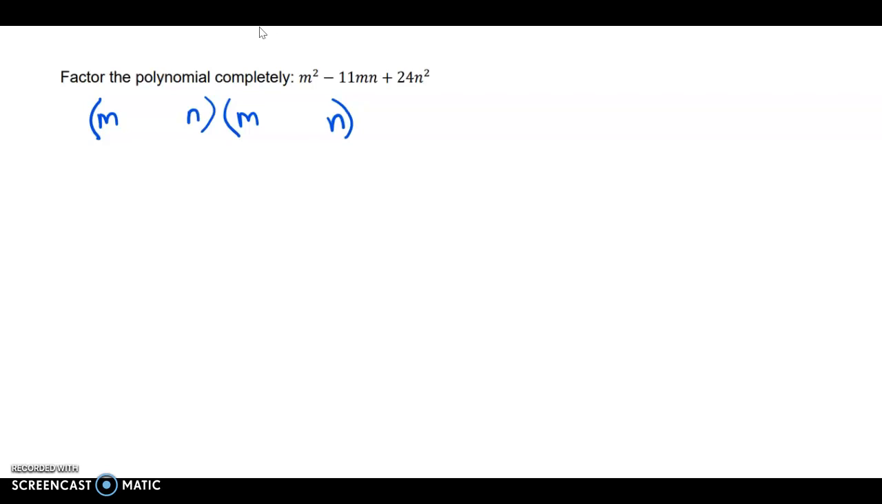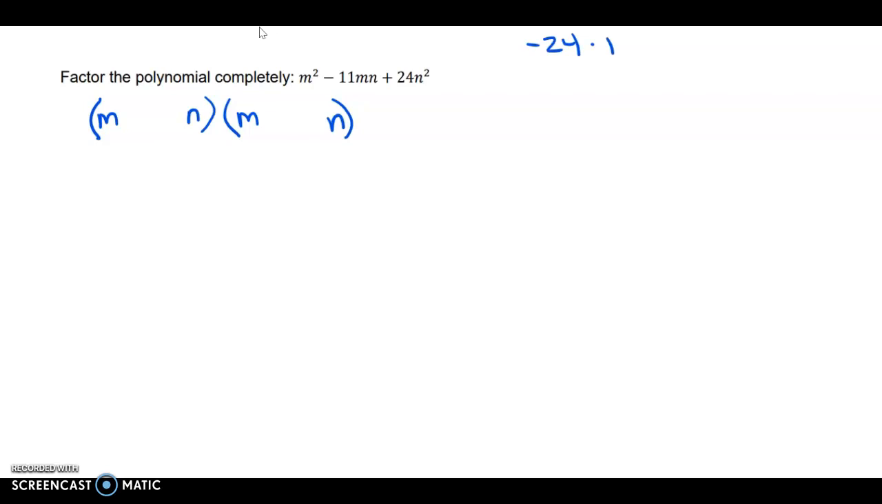So now we just have to look and figure out what are factors of 24 that add up to negative 11. So if it has to equal a positive 24, we've got to either have a positive times a positive or a negative times a negative. Since it has to add to a negative though, we know both will be negative. So let's just go ahead and write them out.